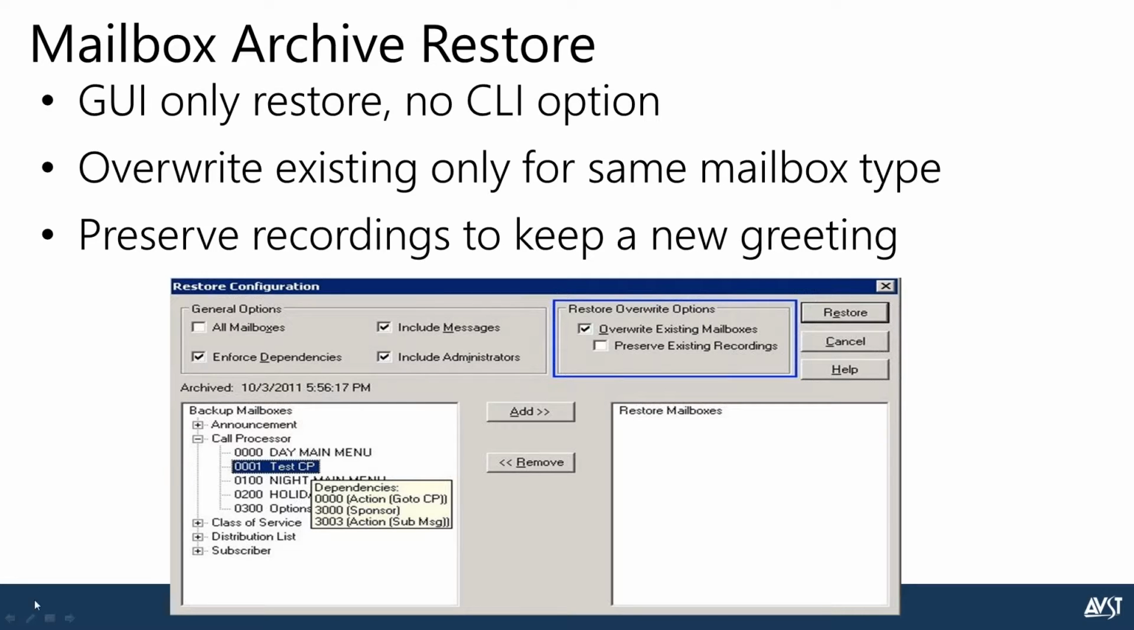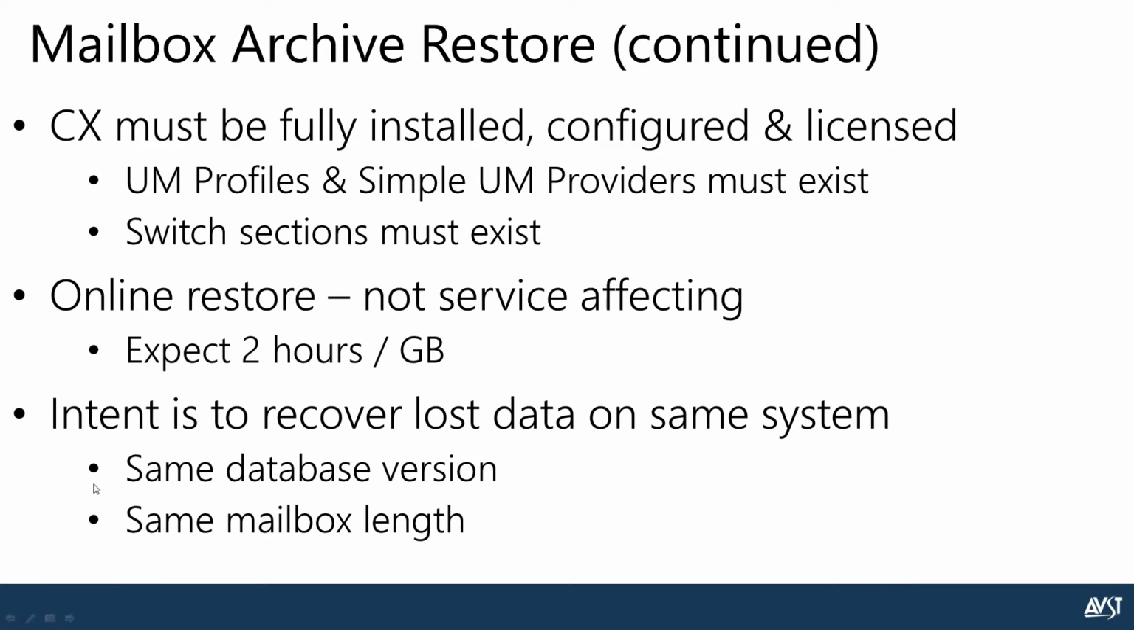However, like I said before, on a really large system, the larger the system, the more time this is going to take. So while it's not service affecting, expect a couple hours per gigabyte for this utility. And the idea here is this tool is used to put mailboxes back or recover lost mailboxes and stuff like that on the system that the archive was taken from. Same database version or same version of CX, same mailbox length and stuff like that.